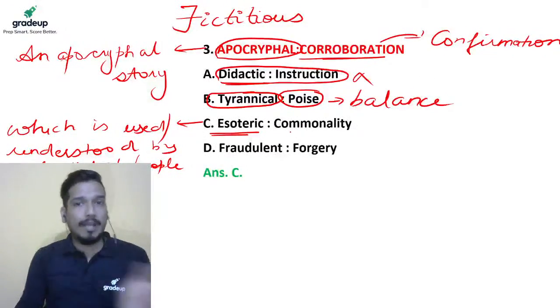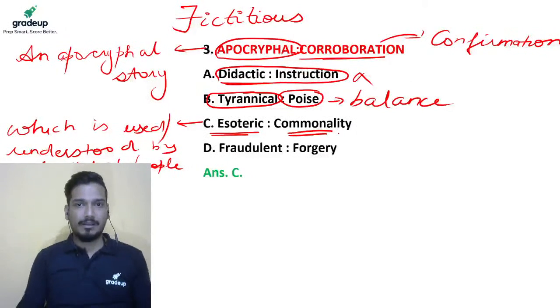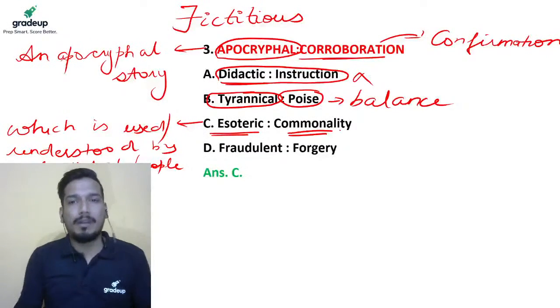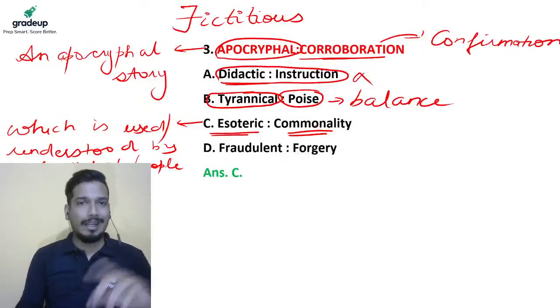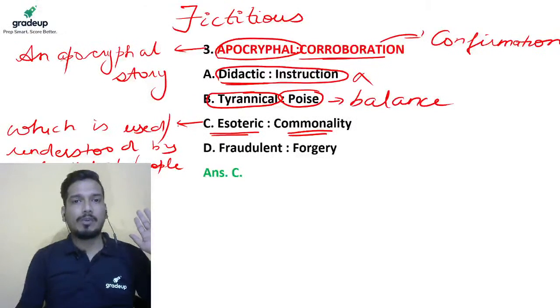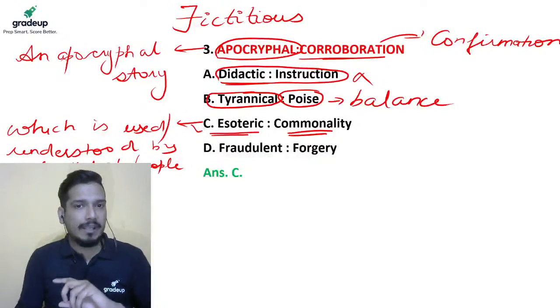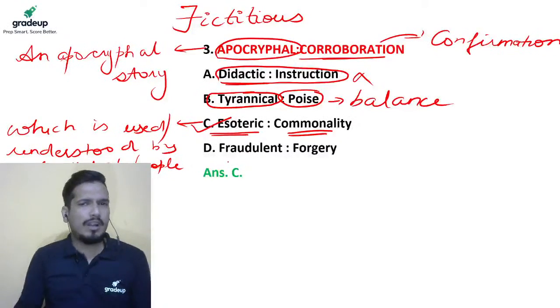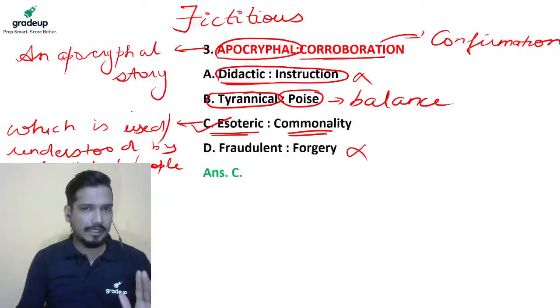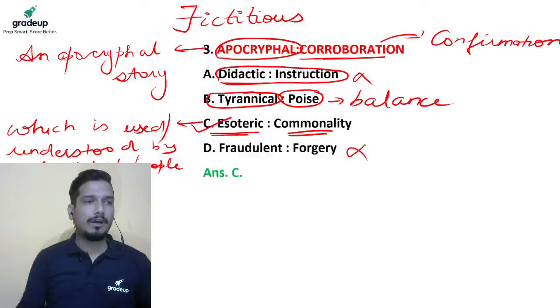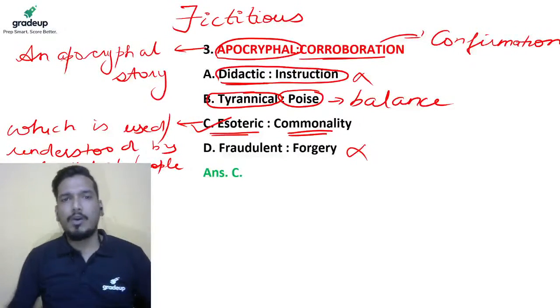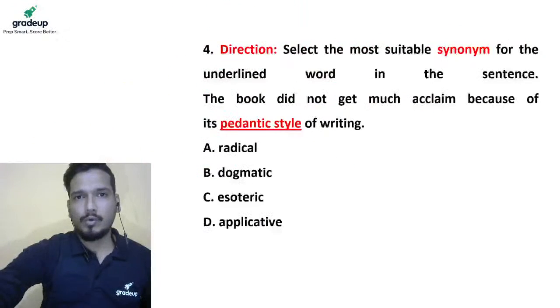But commonality means that which is common. So it goes against esoteric, which means that which is understood by only a handful of people. That's why they are antonyms, and that's why I mark C as my answer. Fraudulent and forgery both mean the same, so no. So C is my correct answer, right? Okay, now let's go to the next question.